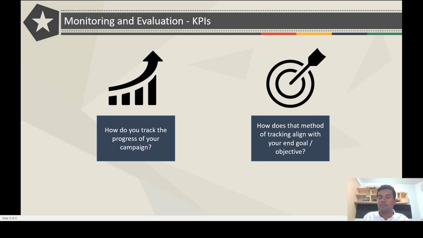It's always good to have a number tag to it, but that number tag has to be justified with some analysis. And if you're unable to do that analysis, it's fine if you don't have a number, but it's not fine to not have a KPI. So KPIs need to be there, KPIs need to be specific, KPIs need to be aligned with your end goal and objectives. KPIs don't always need numbers to be backed up, but if they have numbers, then it's great.